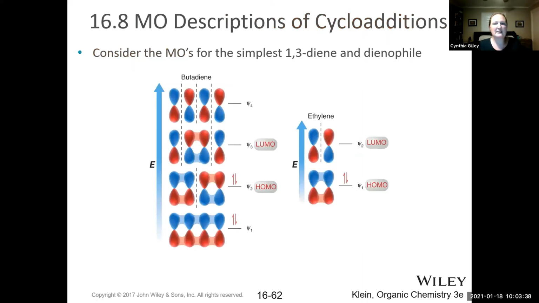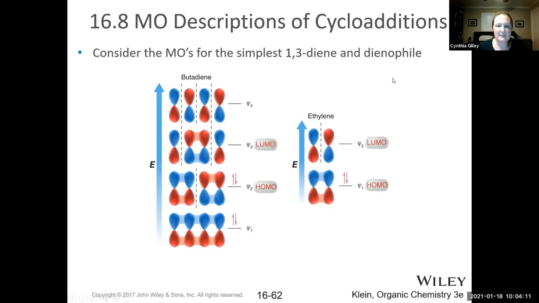But before we do that, let's talk a little bit about molecular orbital theory again, with respect to why it's important for cycloaddition reactions. Let's consider the simplest 1,3-diene and dienophile, which would be 1,3-butadiene and ethylene. With 1,3-butadiene, recall we have 4 overlapping p orbitals forming 4 molecular orbitals. We have the HOMO and the LUMO labeled.